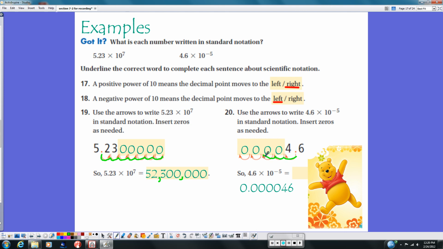1, 2, 3, 4, 5. And this time we have to have our decimal point. So this one is 0.00046.